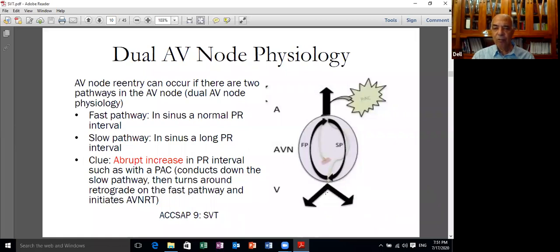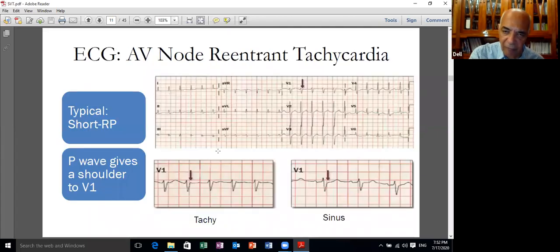So sometimes it produces a pseudo Q wave if it appears before the QRS, or it produces a pseudo R prime wave if it appears after it. This is important. So in the fast pathway, this is the normal conduction of the atrial activity. The slow pathway gets activated if there is a premature beat that cannot pass through the fast pathway. So this is what happens in AV nodal reentry tachycardia.